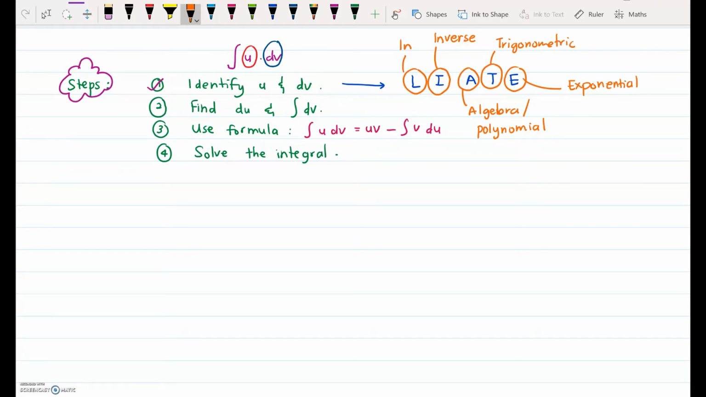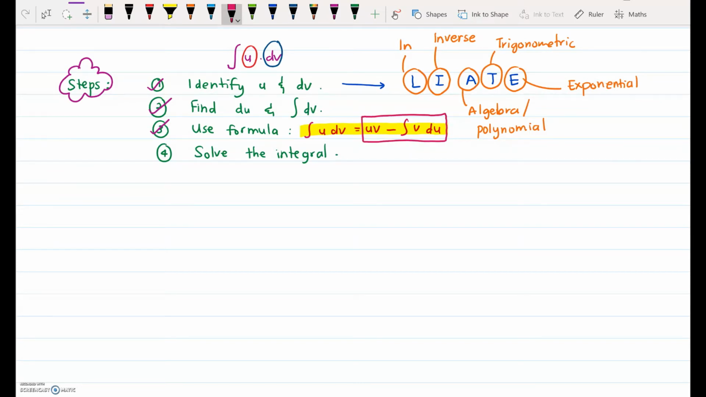Continue with the next step. The second step is to find your du by differentiating your u, and to find the integration of your dv. Next, step number 3, we will use the formula: the integration of u times dv equals uv minus the integration of v du. These are the things that we will substitute in the formula.